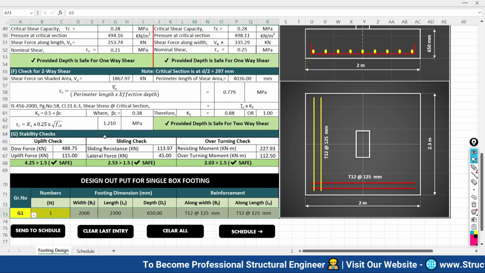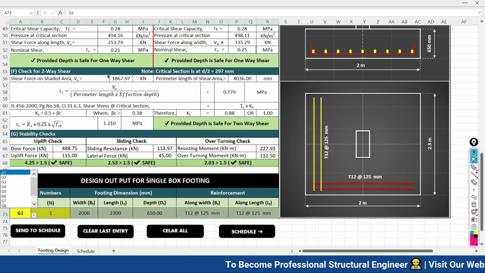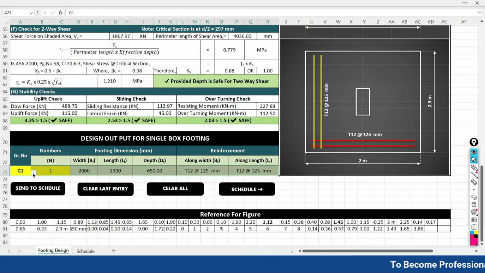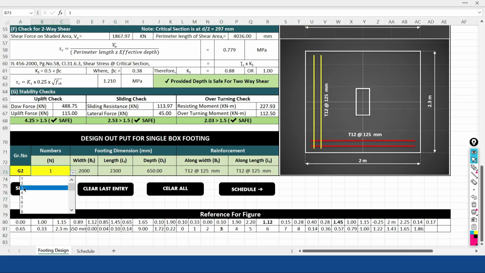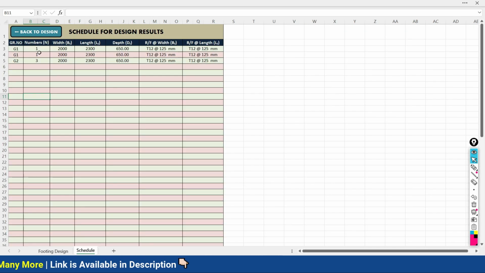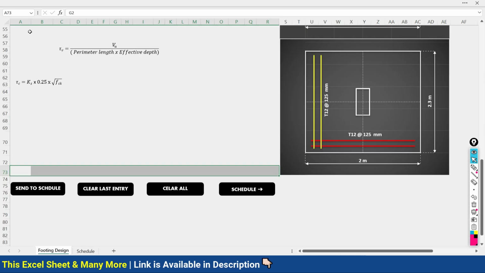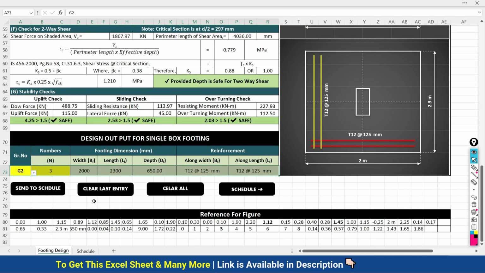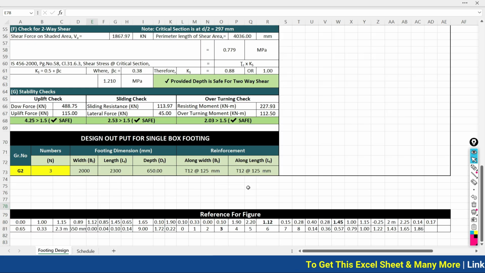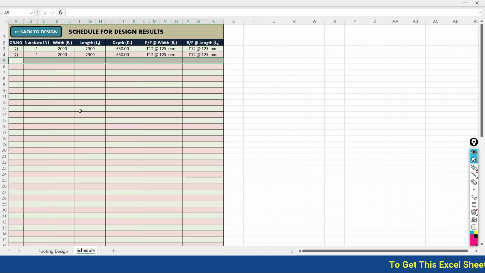When you come back to the design sheet, if you have done another design here, then you have to take it in group 2, and suppose there are 3 footings in this group, then you have to click over send to schedule. So that is going to be updated in your schedule list. But if you feel that the last entry was done by mistake, then you can click over clear last entry. Once you click over clear last entry, in your schedule list you will find only 2 entries.